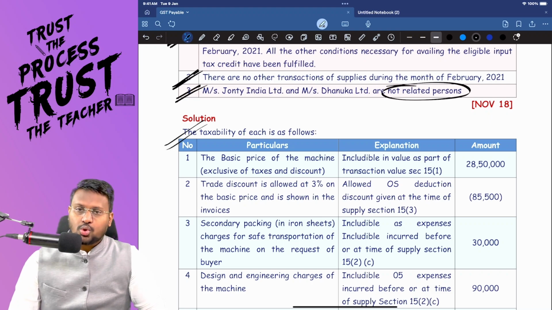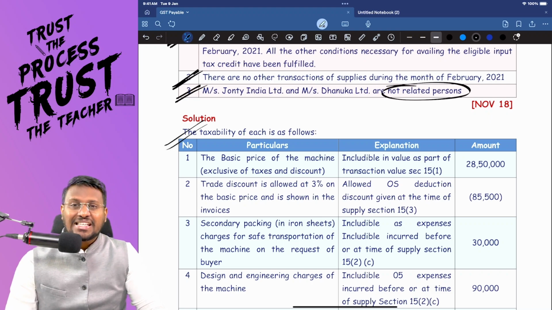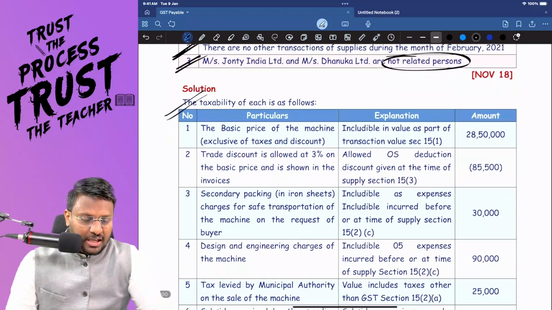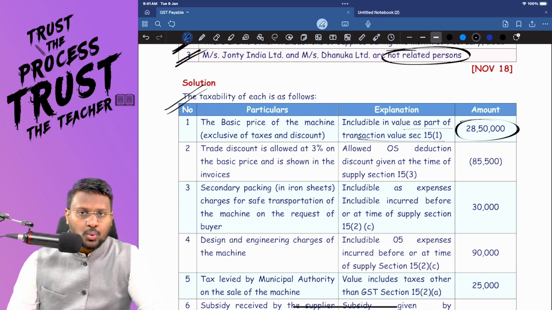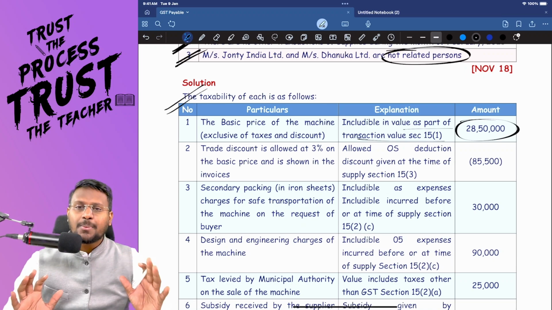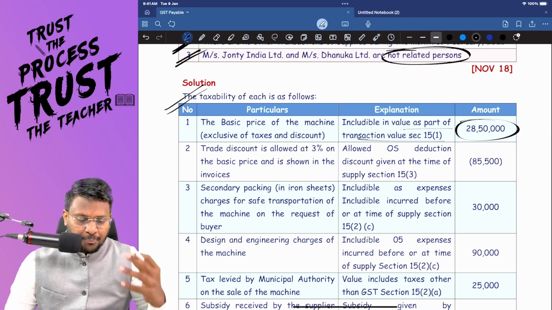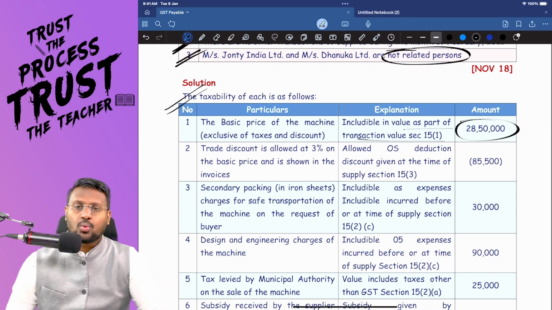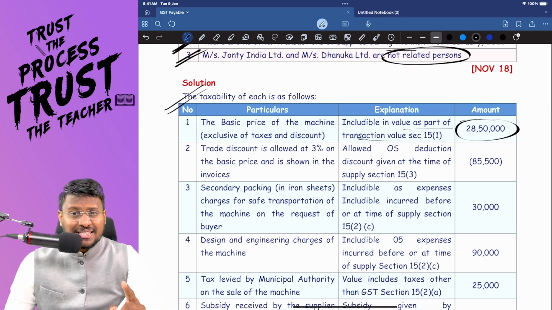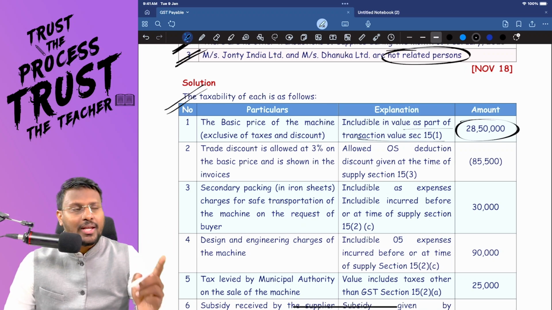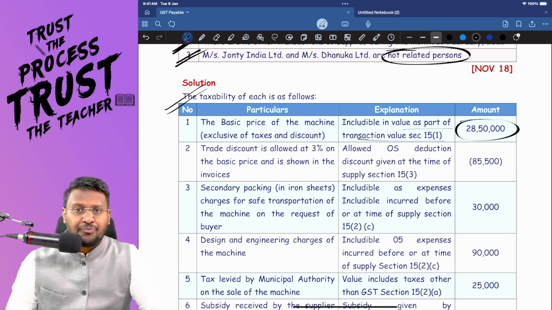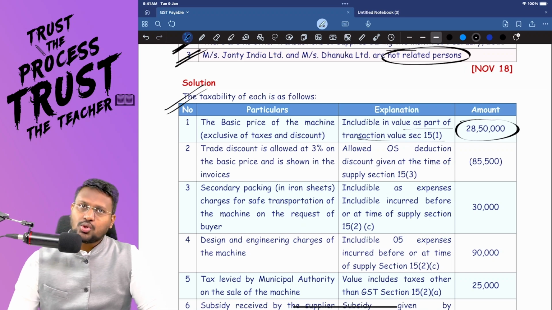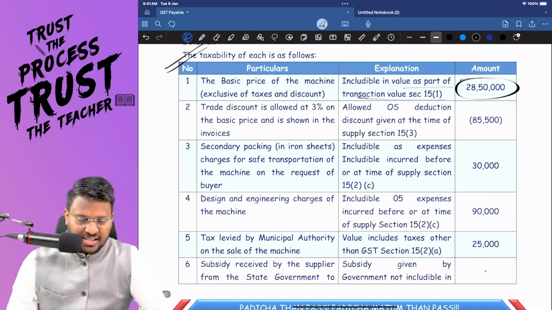Taxability of each is as follows. The basic price of the machine, exclusive of taxes and discount, is includable in the transaction value, which is 28,50,000. That basic price does not include both the taxes and discount. So if any tax other than GST has been collected, it should be manually added. If any discount has been provided, and if that discount satisfies the Section 15 subsection 3 condition, that has to be reduced.